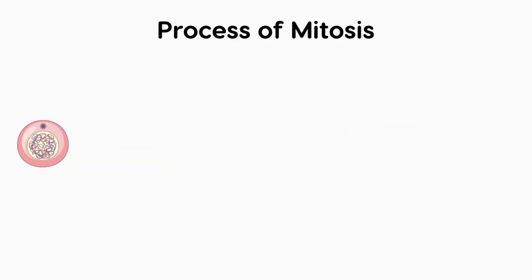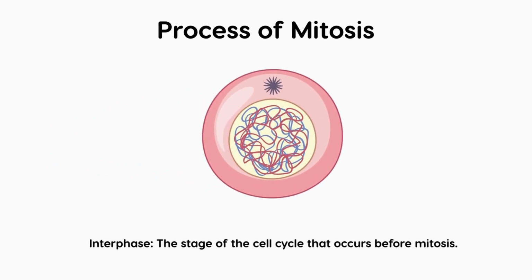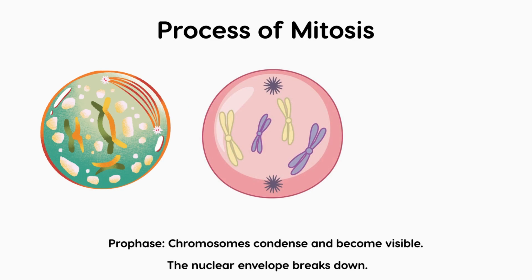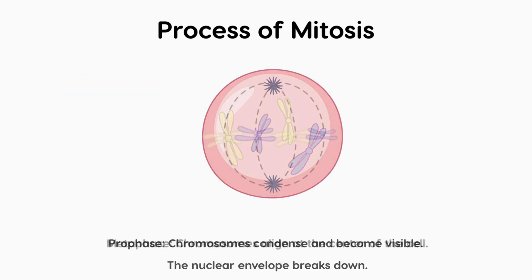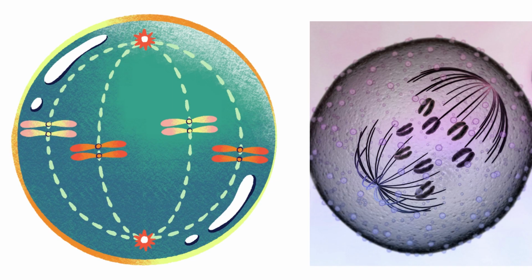Interphase is the stage of the cell cycle that occurs before mitosis. The first stage is prophase: chromosomes condense and become visible. The nuclear envelope breaks down. The second stage is metaphase: chromosomes align at the center of the cell. Chromosomes are attached with spindle fibers.